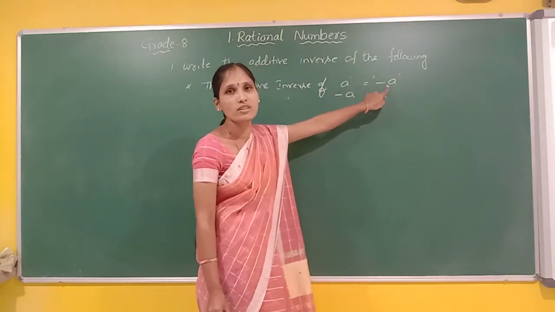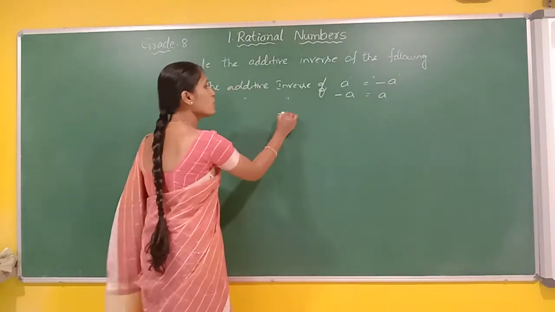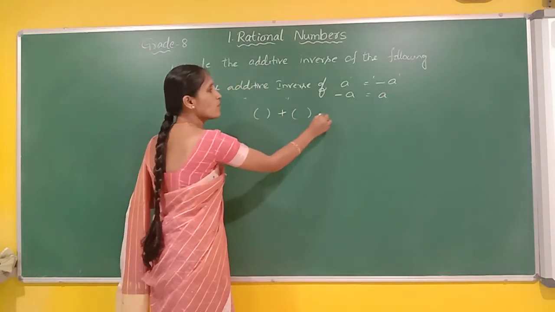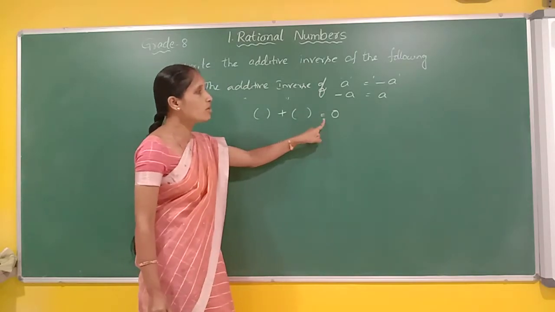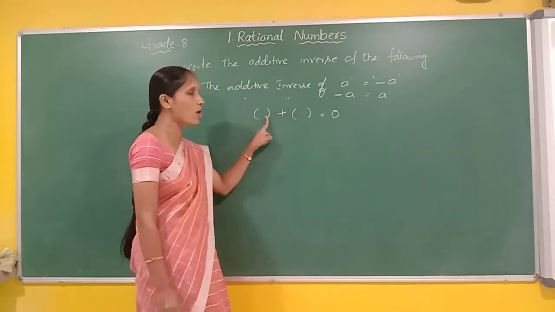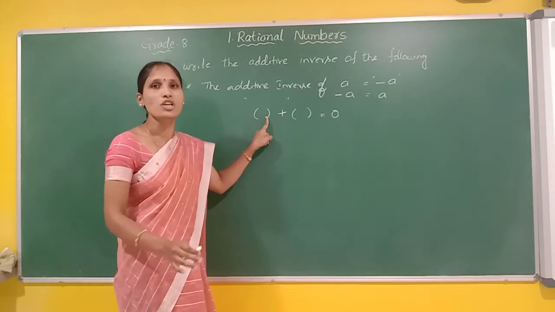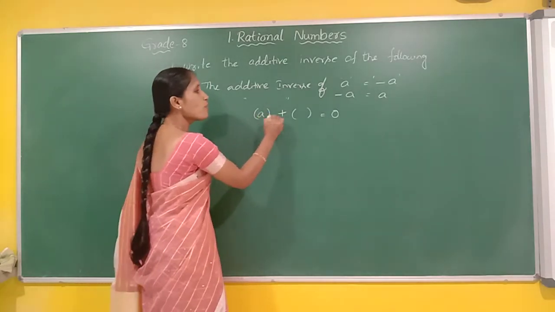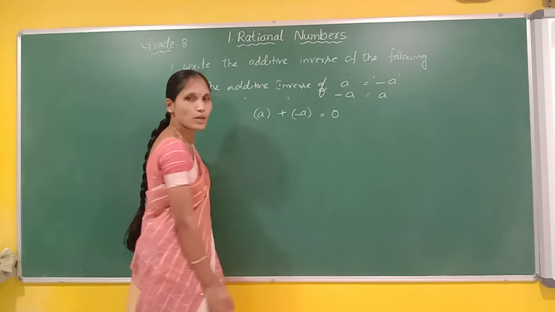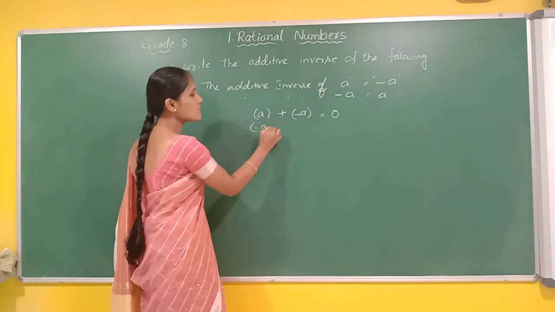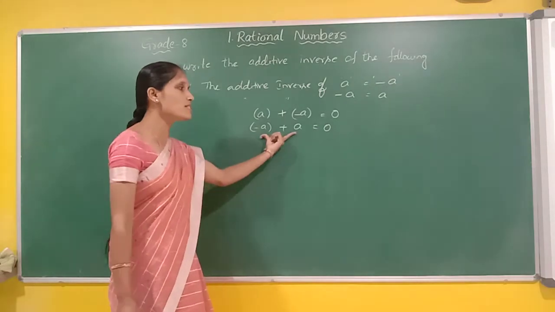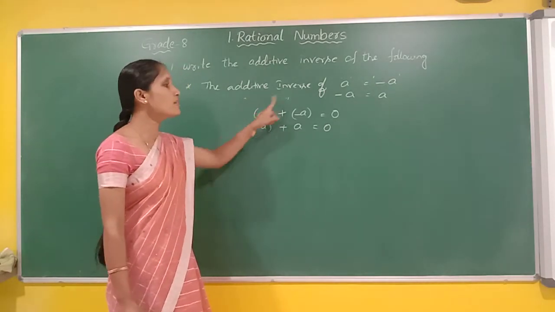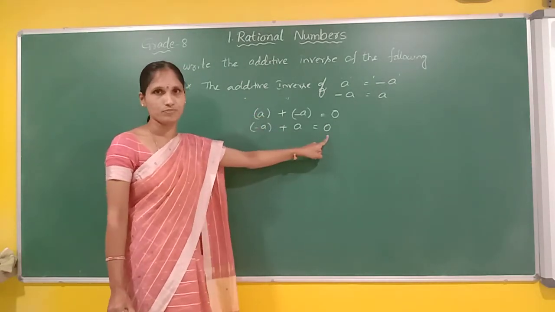What is the condition? The sum of any two numbers is equal to 0. These two numbers are called additive inverse of each other. That's why A plus of minus A equal to 0. Minus A plus of A equal to 0.